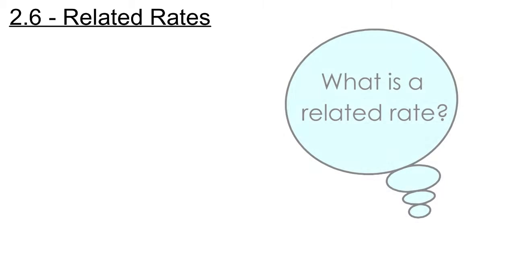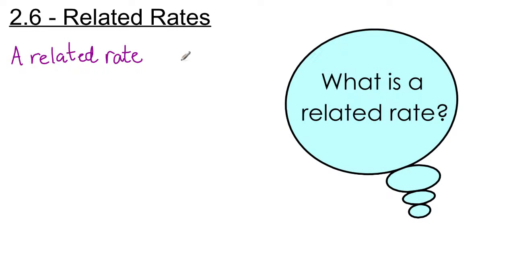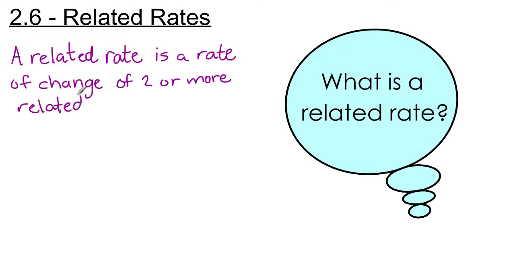This lesson is about related rates. So you might be wondering what a related rate is. What does that mean? Well, a related rate is a rate of change of two or more related variables with respect to time.